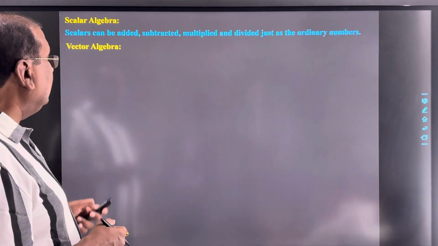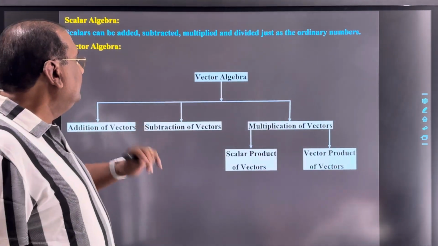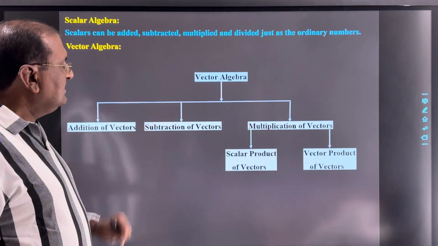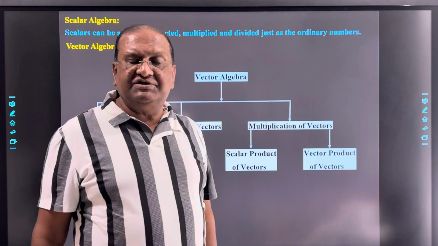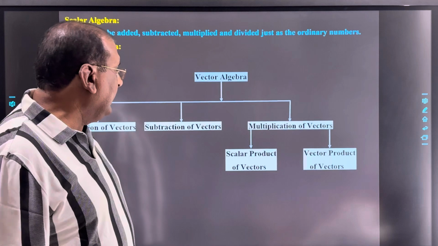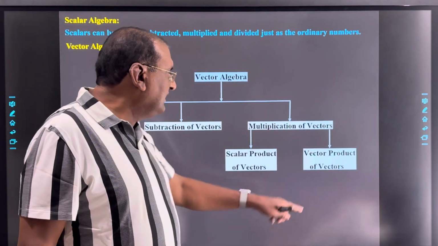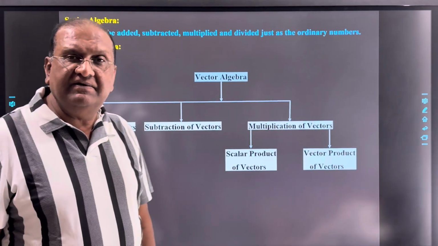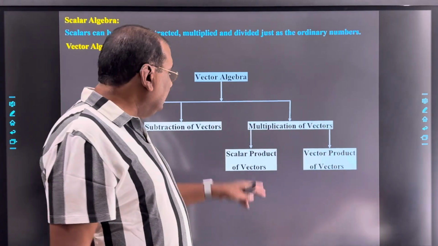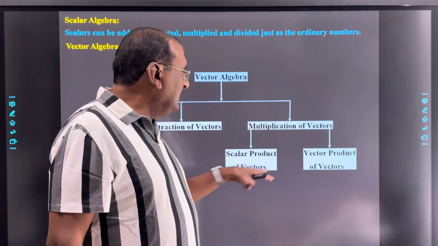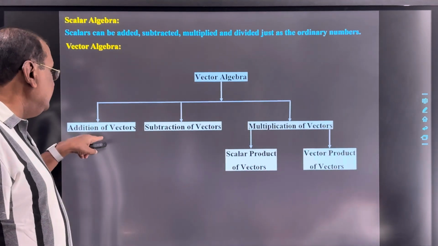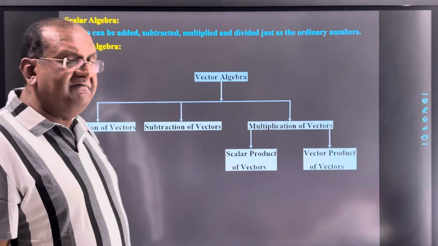So vector algebra, that is divided in this way. In vector algebra, we have to think about the addition of vectors, subtraction of vectors and multiplication of vectors. Multiplication of vectors, that is again categorized in two categories: scalar product of vectors and vector product of vectors. When we will discuss this multiplication of vectors in detail, at that time we will discuss this scalar product and vector product in detail. Now we have to discuss first addition and subtraction of vectors. Clear?